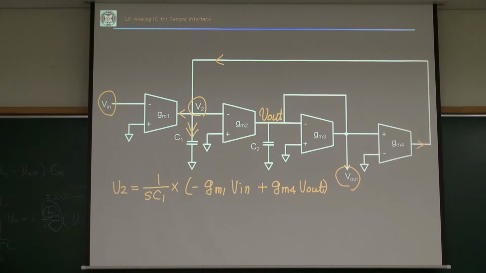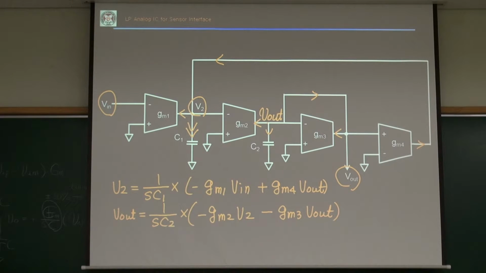And then how about here? This is a low-pass filter, right? Say my V out is 1 over SC2 times the current flowing in. That's flowing out, minus GM2 V2. And this current also flows out, so the current is flowing out. So minus GM3 V out. Okay? Any question?